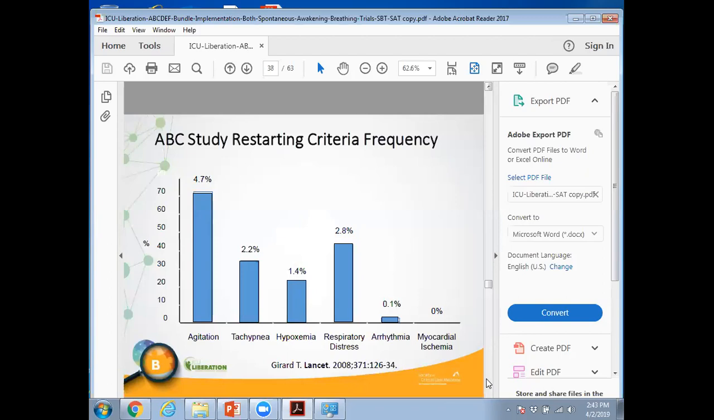So when you stop sedation, why do patients sometimes fail attempts to stop sedation? This study showed that it's most commonly agitation, sometimes tachypnea, hypoxemia, or respiratory distress, and very rarely arrhythmia or myocardial ischemia, very rare.